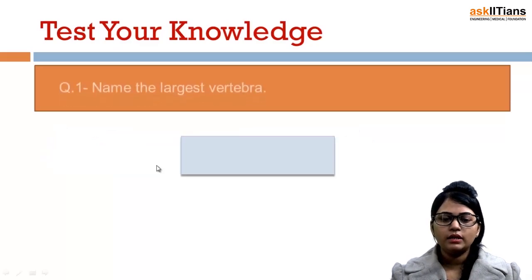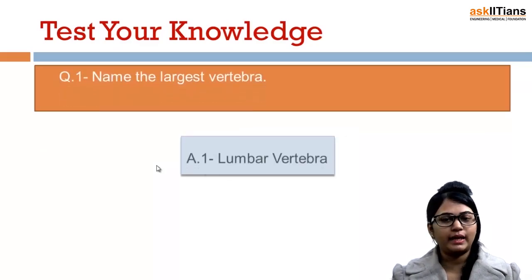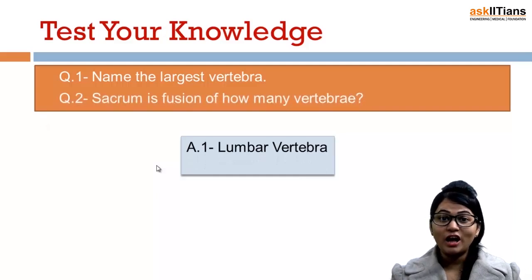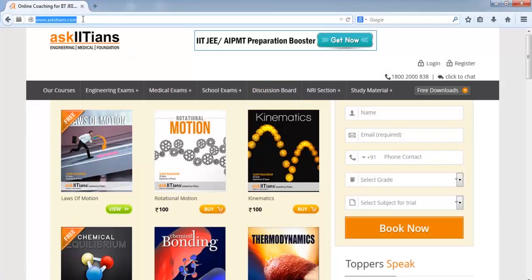Now answer me, name the largest vertebra. That is the lumbar vertebra. Sacrum is a fusion of how many vertebrae? I discussed it just now. 5 bones.